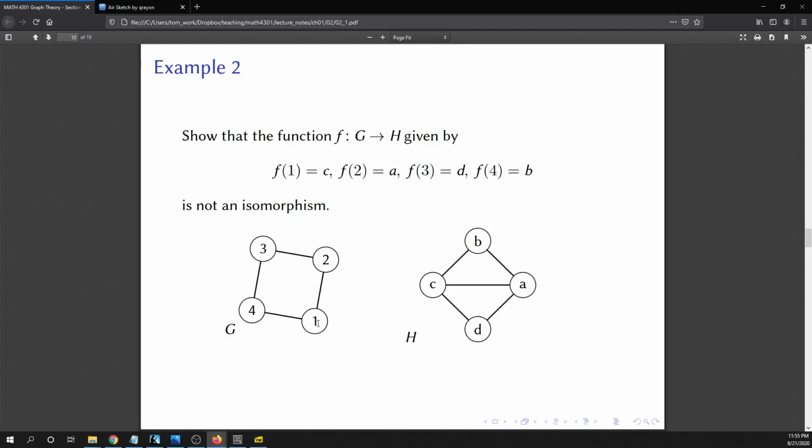All right, so 1 gets sent here to C, 2 gets sent to A, 3 gets sent to D down here, and 4 gets sent to B over here.